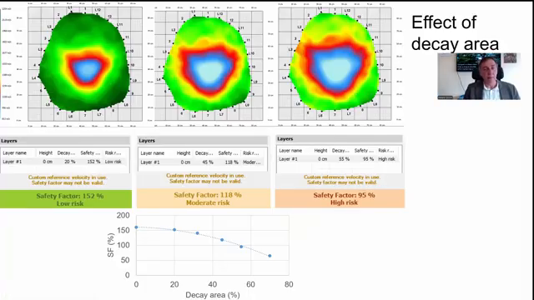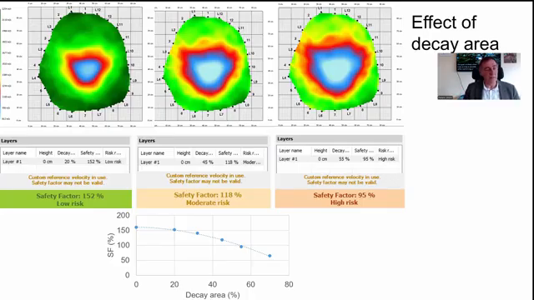Effect of decay area. When we started the ArborSonic more than 20 years ago in Hungary, users saw a red spot in the center or even blue, decay, hollow, and they decided to cut. Unfortunately, several trees were wasted this way, but as you see, the safety factor can be relatively high, even if 20% of the total cross section is infected or has a hollow.